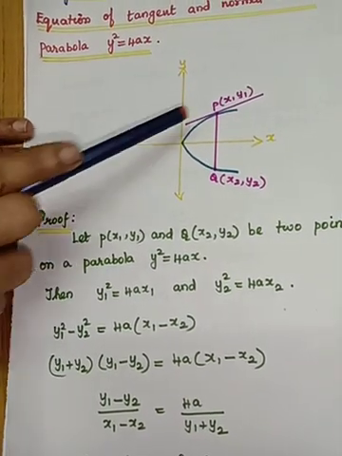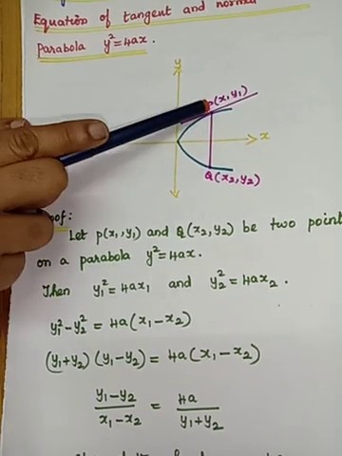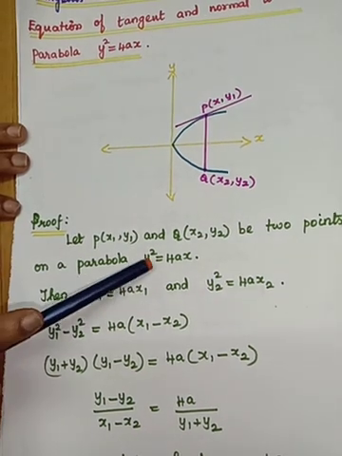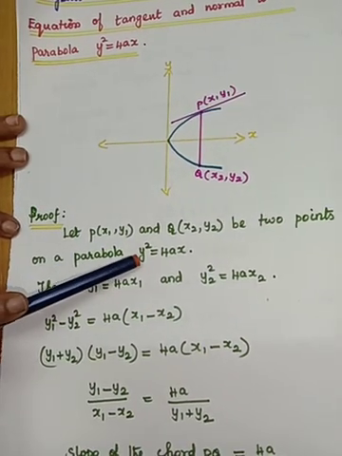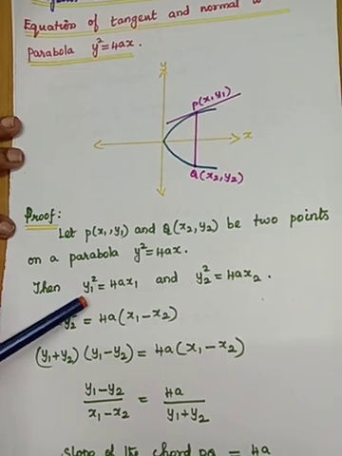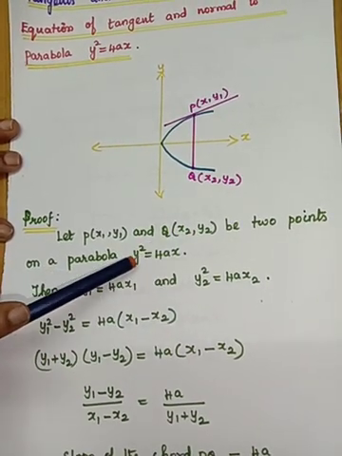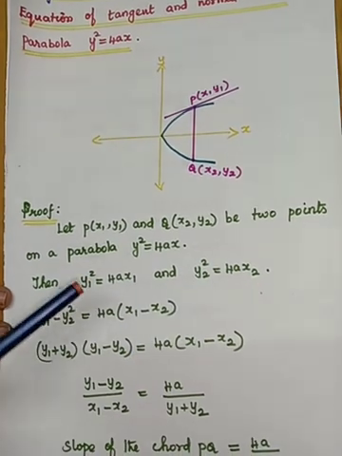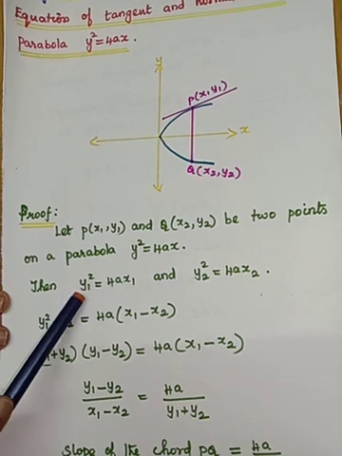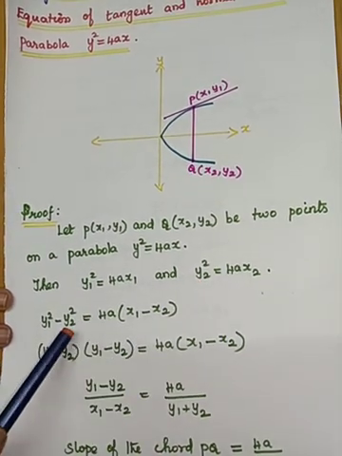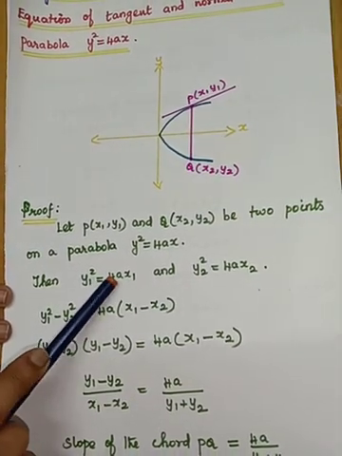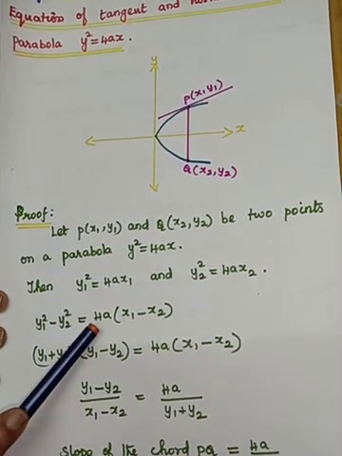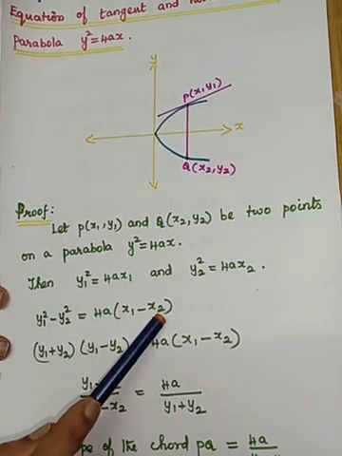Here we take two points on the parabola, x1, y1 and x2, y2. Both are on the parabola, so they have to satisfy this equation. Substituting x1, y1, you get this result, and substituting x2, y2 in the parabola, you get y2 squared is equal to 4ax2. Now subtract these two. The left side is y1 squared minus y2 squared, equal to 4ax1 minus 4ax2, where 4a is common, so it is 4a times x1 minus x2.